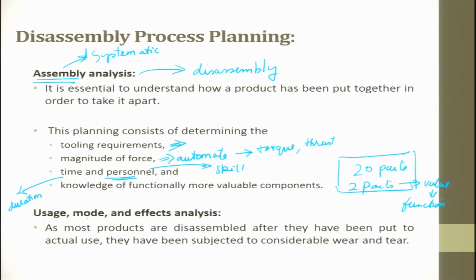Usage mode effect analysis. Failure mode effect analysis we saw earlier, which is nothing but FMEA. Now, what we are trying to learn is usage mode effect analysis. Most products are disassembled after they have been put to actual use. They have been subjected to considerable wear and tear. So, the disassembly process plan, the schematic diagram goes like this.